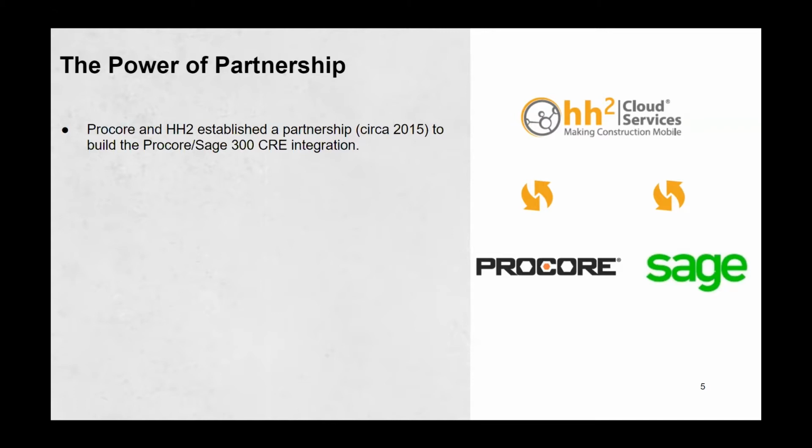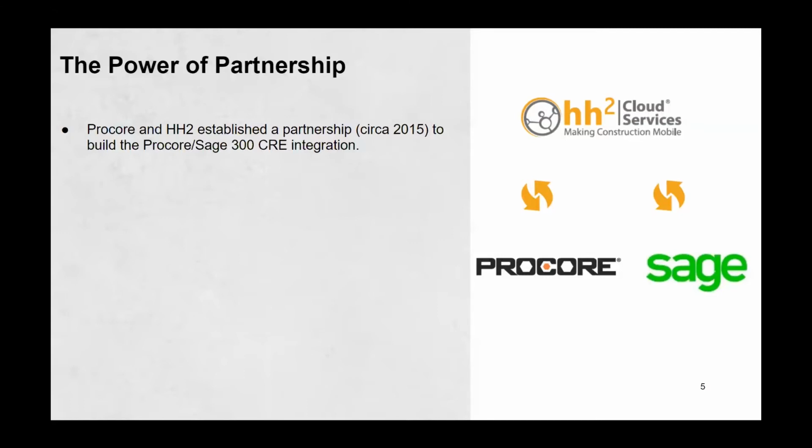So this is the initial set of features that you would have seen back in 2015 for the integration. Now, hh2 plays a key role in this integration. They're essentially the middleware or the engine, if you will, that's used to make the integration with Sage CRE possible, which is what I'm trying to illustrate with the diagram over on the right side of the slide here. Essentially, hh2 sits in the middle of this, and they facilitate the flow of data between Procore and Sage.